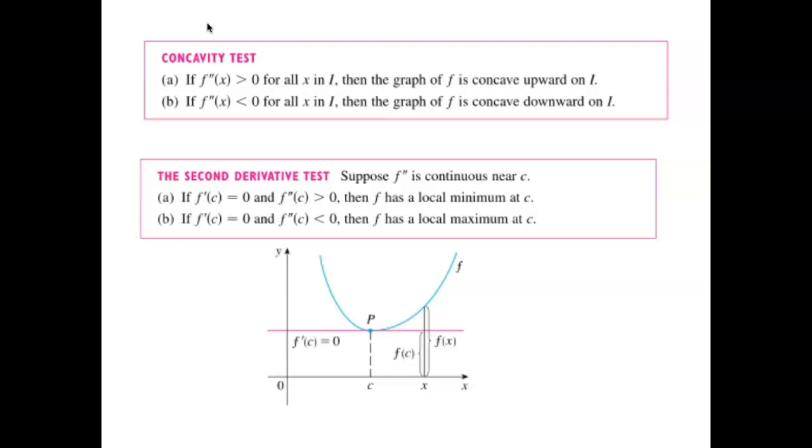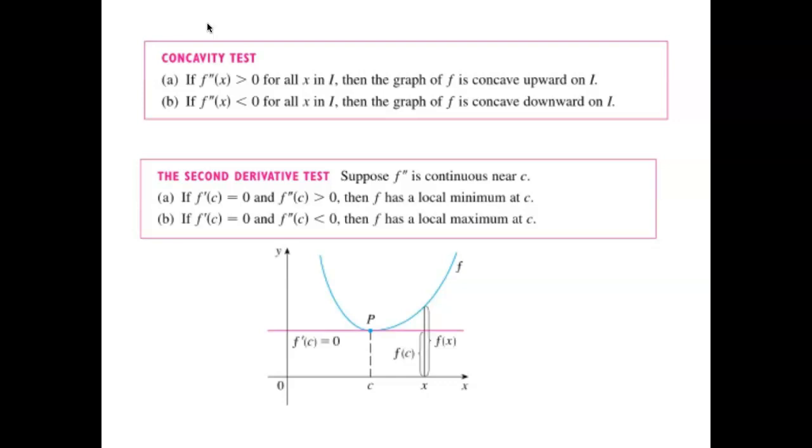And so that brings us to the concavity test, right? If the second derivative is positive for all x on an interval, then the graph is concave up on that interval. If it's negative for all x in an interval, then the graph is concave down on that interval. And then we have another way of finding local maxima and minima. So we talked about the first derivative test, which is just looking to see where the function changes from increasing to decreasing or from decreasing to increasing, and that can find us a local maxima or minima.